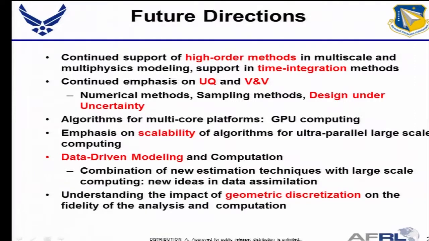I'm going to continue support of higher order methods in multi-scale, multi-physics, but I'm really getting to a point where I'm saying, well, we have had very good success stories, but where is really the next step here? Continued emphasis on UQ and VNV. I think there are a lot of interesting problems here with high payoff. Again, I want to put this, this is my $5 million problem. Lots of ideas here that need to be explored.